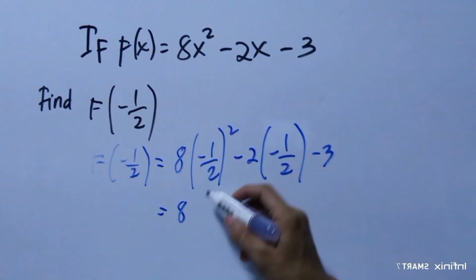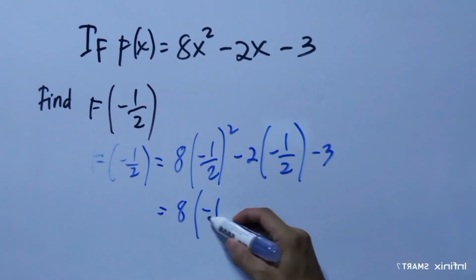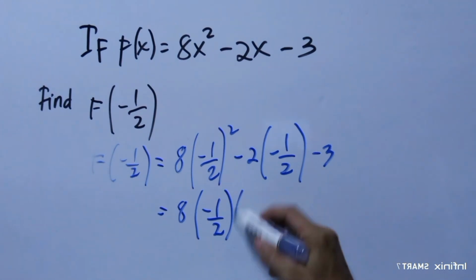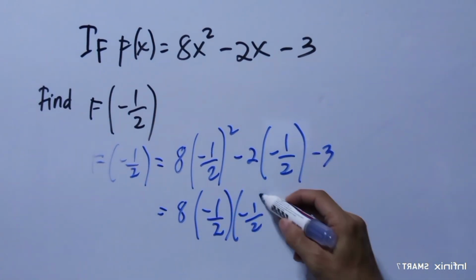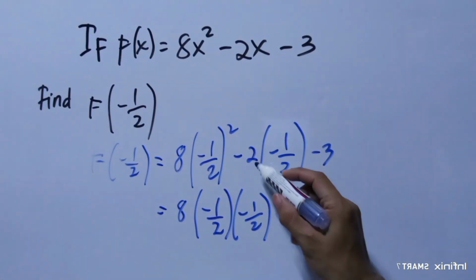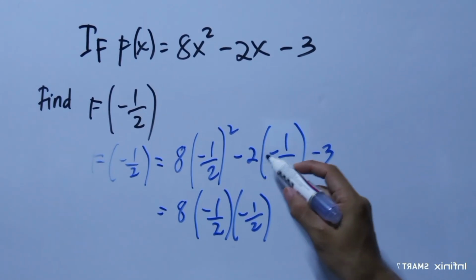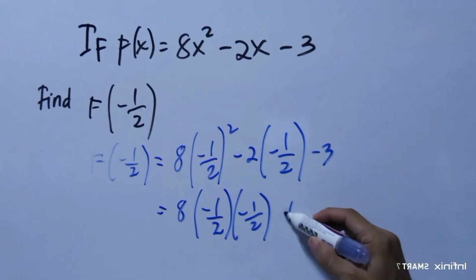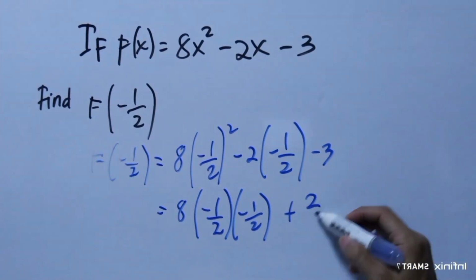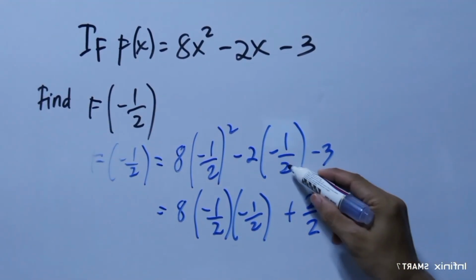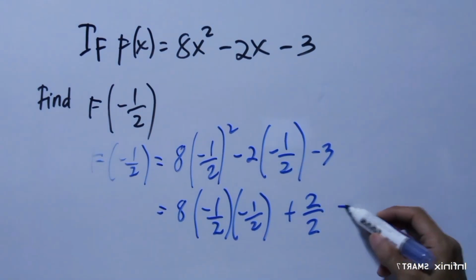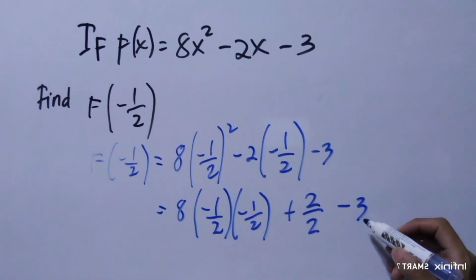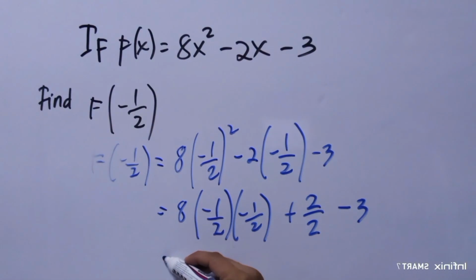Then squared yan, di ba? So meaning, i-double natin yung negative 1 half. So negative 1 half times negative 1 half. Okay? Then ito si negative 2, multiply natin yan kay negative 1. So magiging positive 2 over 2. Okay? Over 2. Then, minus 3. Okay? Hindi pa sa baba.